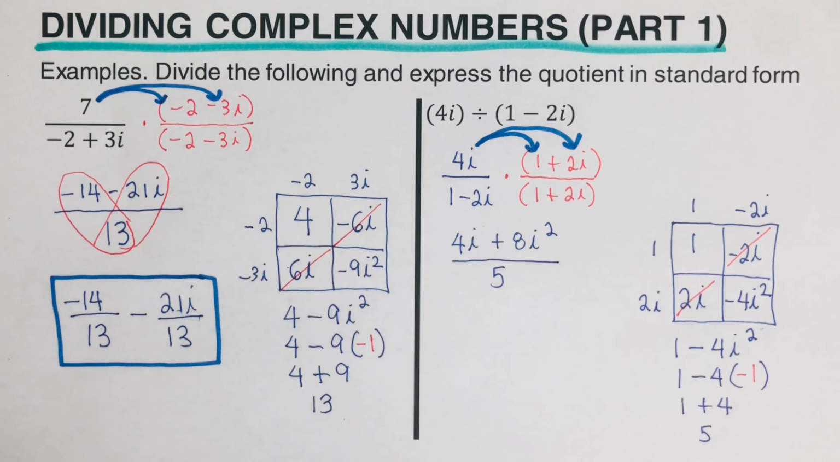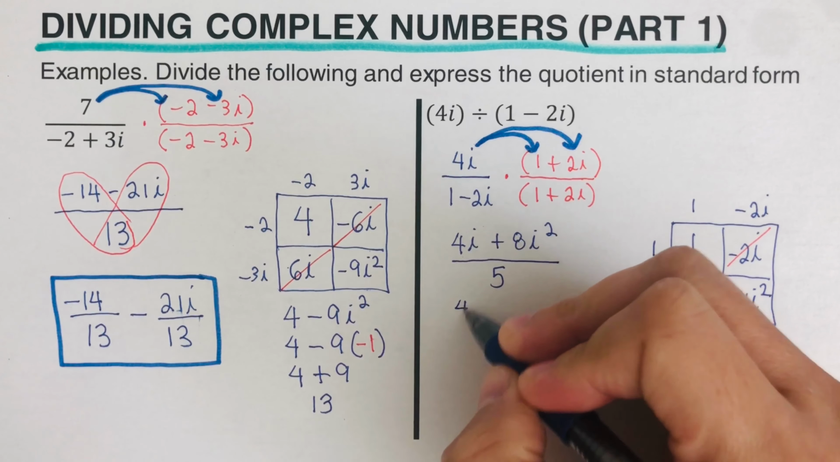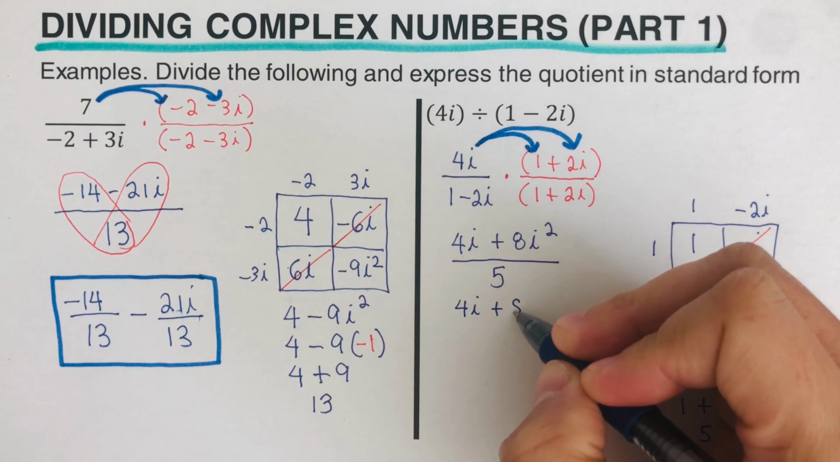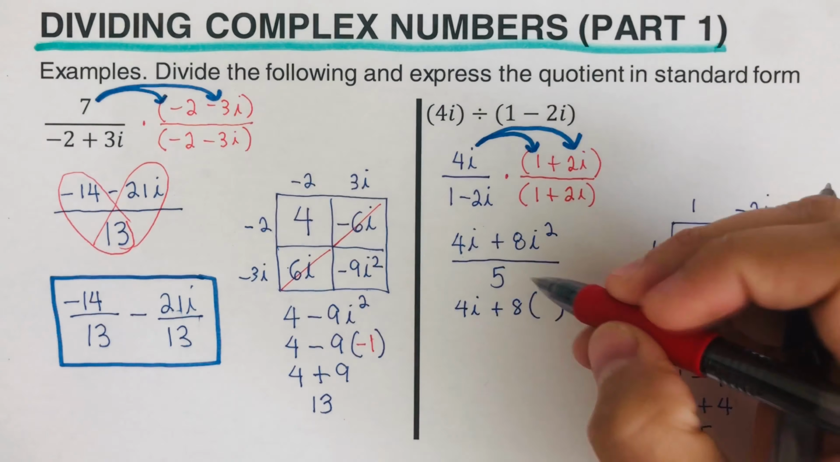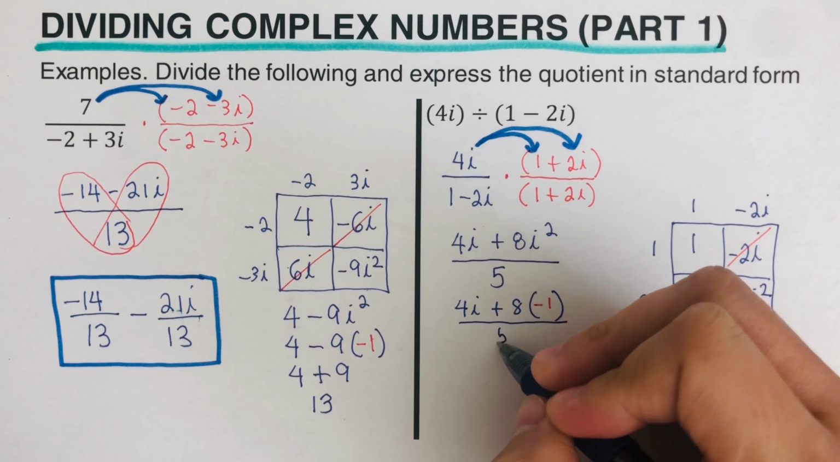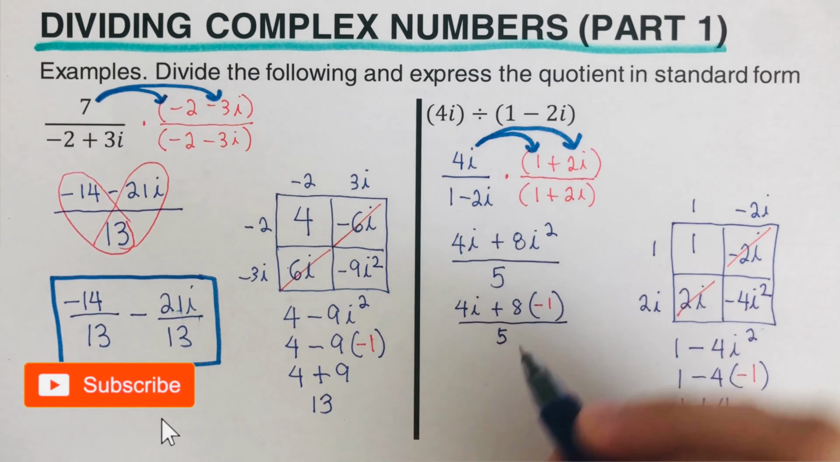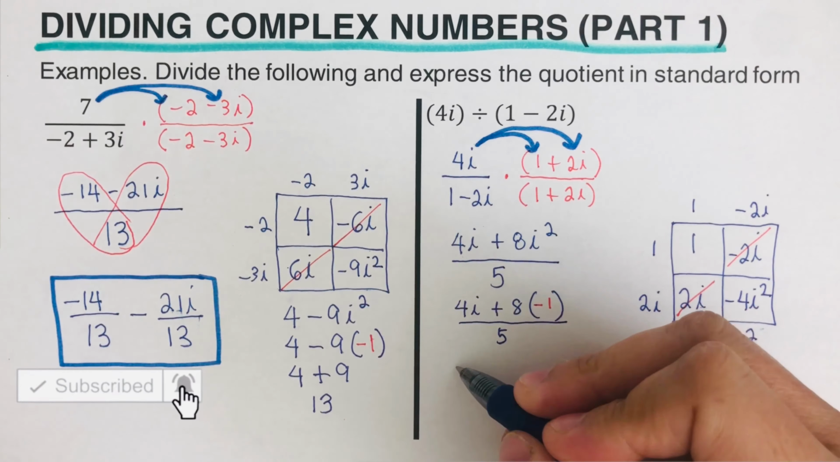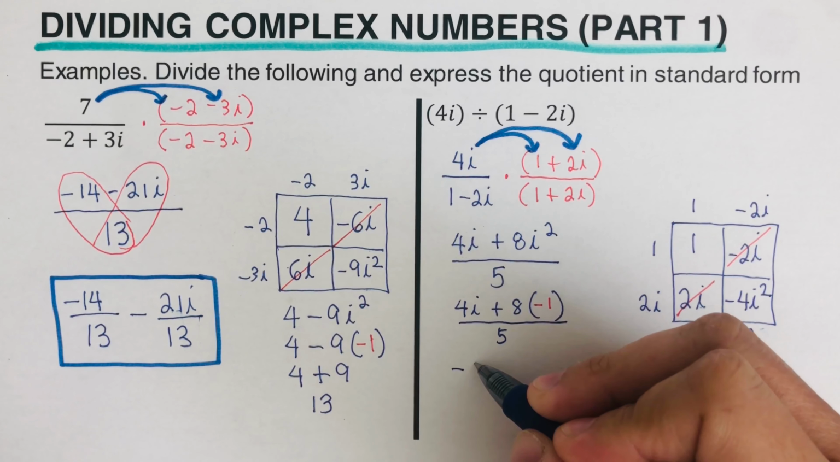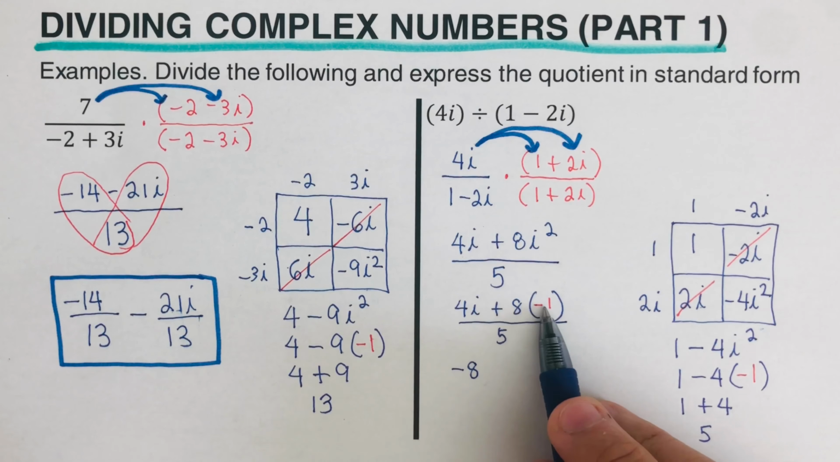This i squared is equal to -1, so then we can go ahead and rewrite this as 4i plus 8, and then again that is equal to -1, and that is over 5. So if we multiply, this would come out -8. So I'm just going to write the -8 in front because, again, that's the real part. So that's -8 because 8 times -1 is -8. And then that's a plus 4i, and that is over 5.